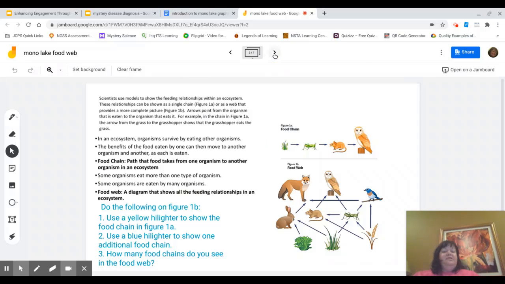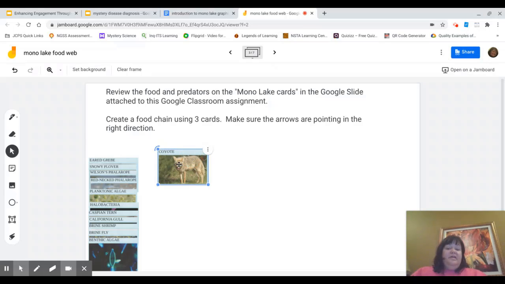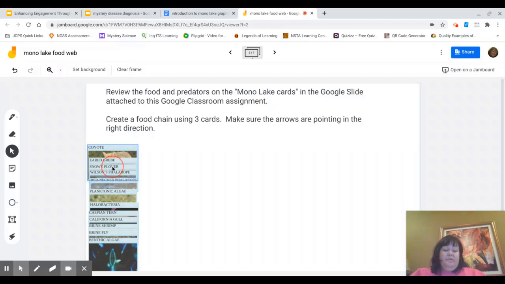And then we went into Mono Lake because they had learned Mono Lake, and that was actually my warm-up. Like, what are the organisms in Mono Lake? What do they eat? That kind of stuff. So they have a separate slideshow that tells them what eats what. It's actually all the different cards with what eats what. And I just took these cards, these are in FOSS-Web, and I just cut them and pasted them into this Jamboard.